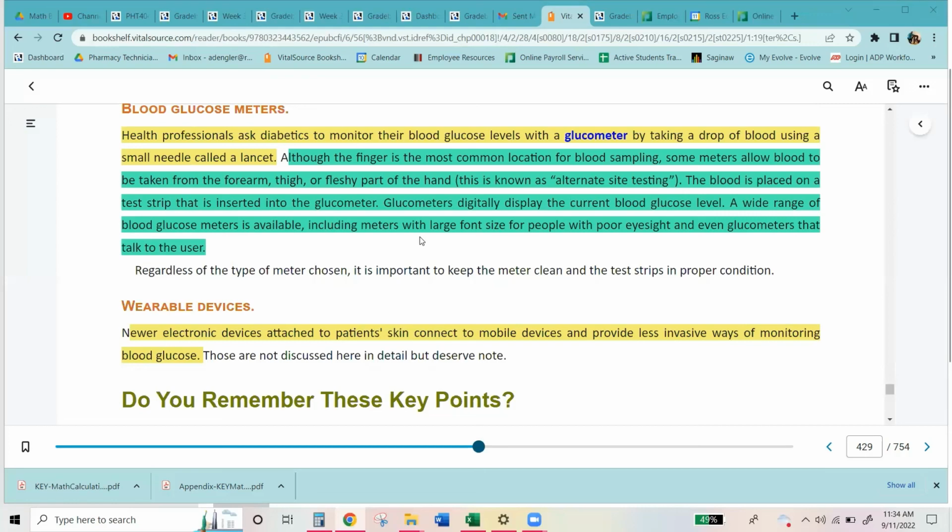A wide range of meters are available. There's some with large size, some that have talking capabilities, and now there's like tons more since the book has been written. There are like the wearable ones that you can just scan under your arm. There are more technology-based ones that you hook up to your computer so you can track your information, stuff like that. And newer electronic devices attached to patients' skin connect to mobile devices and provide less invasive ways of monitoring blood glucose.